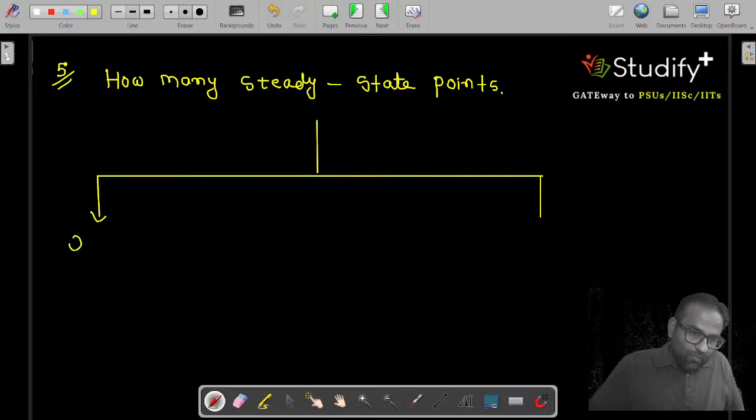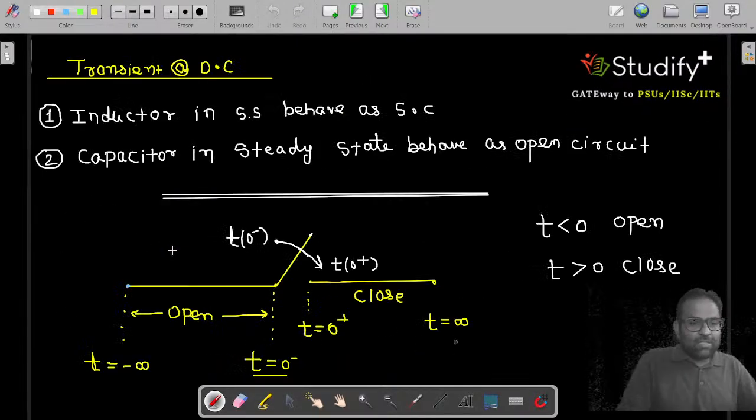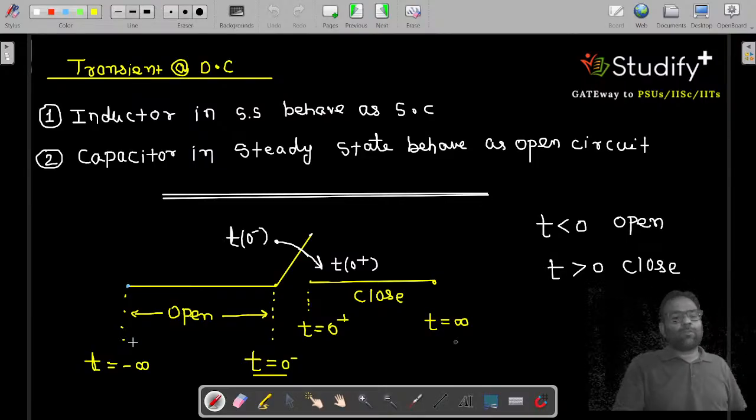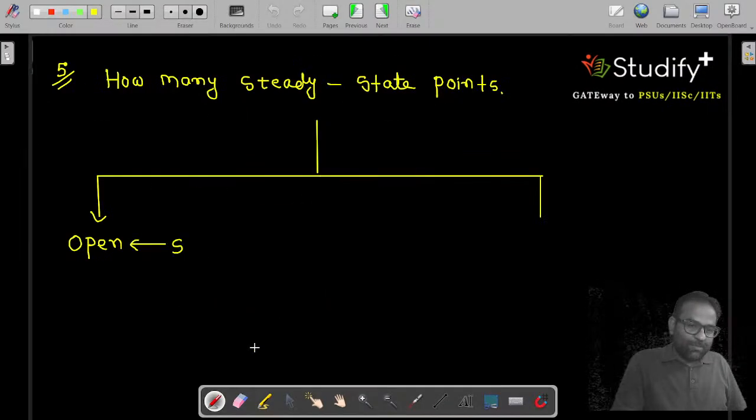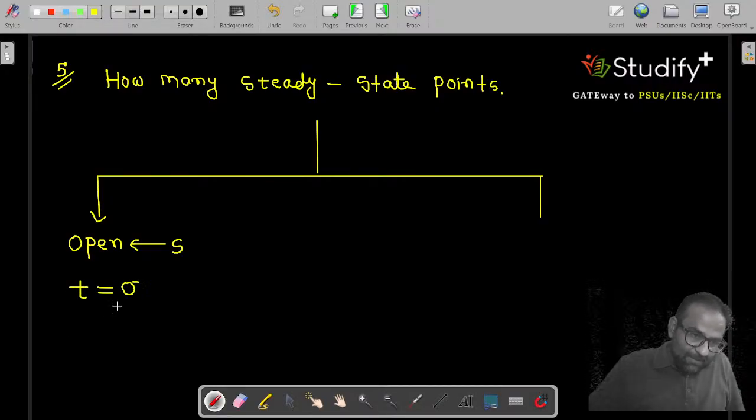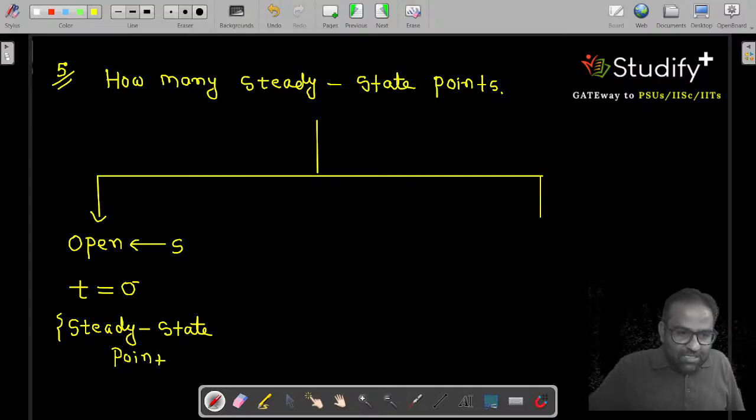First, when switch S is open. Because you have started from t equal to minus infinity, t equal to 0 minus is a steady state point, the time at which your component has achieved the steady state. Always remember this. What is next?